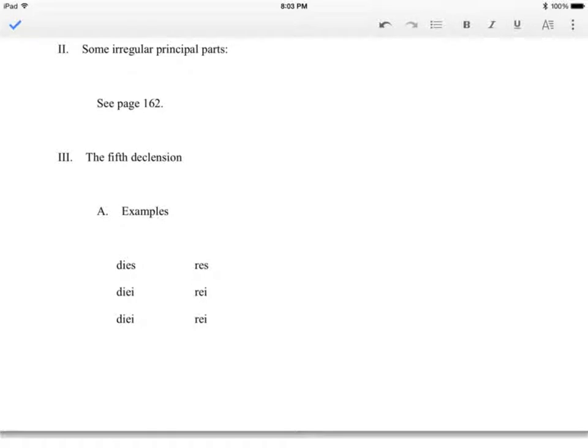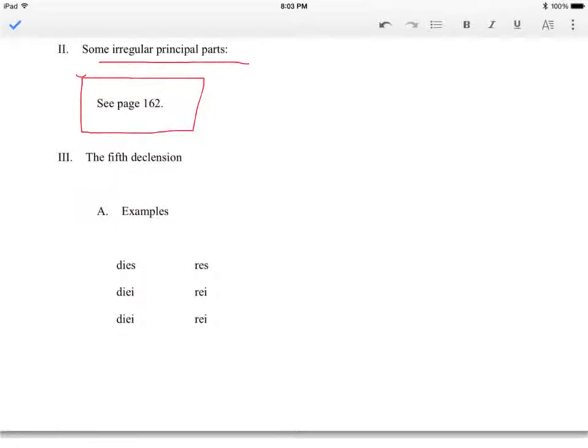this chapter. The book gives you some slightly irregular principal parts on page 162. There's no reason for me to go over them. There's no pattern that you can memorize or master. And there's simply no way to predict principal parts. That's why you have to memorize them.